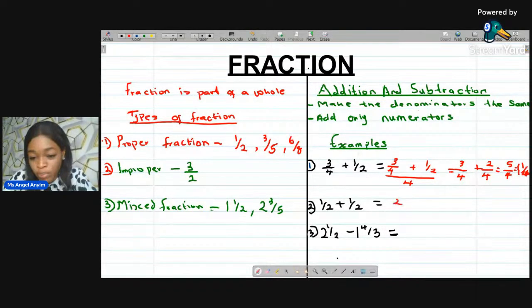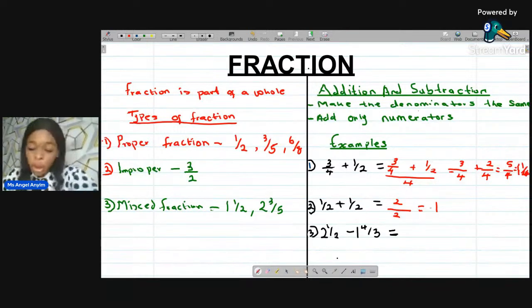Remember, add only numerators. You pick one of the denominators, which is 2. Now we have 2 over 2. 2 divide 2 is equal to 1. So you see, this is showing that if you share 1 into 2, you get 1 over 2. If you add 1 over 2 and 1 over 2, you get 1.